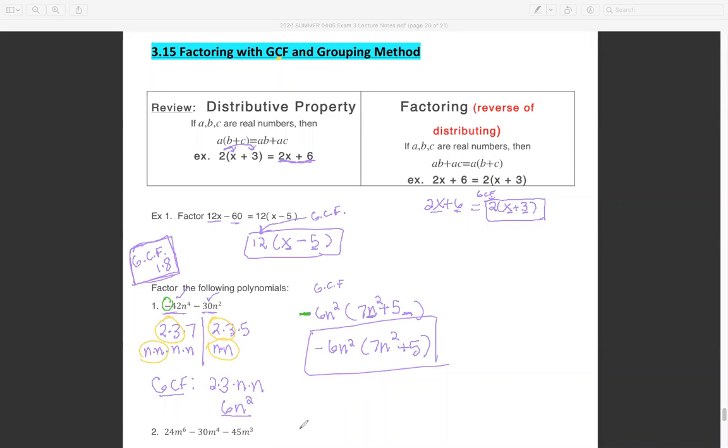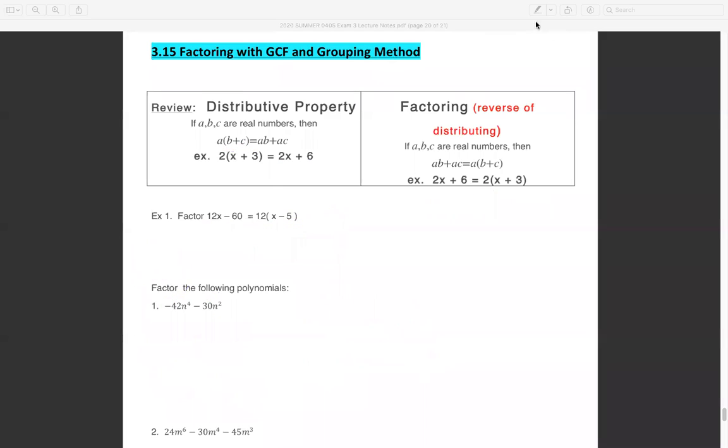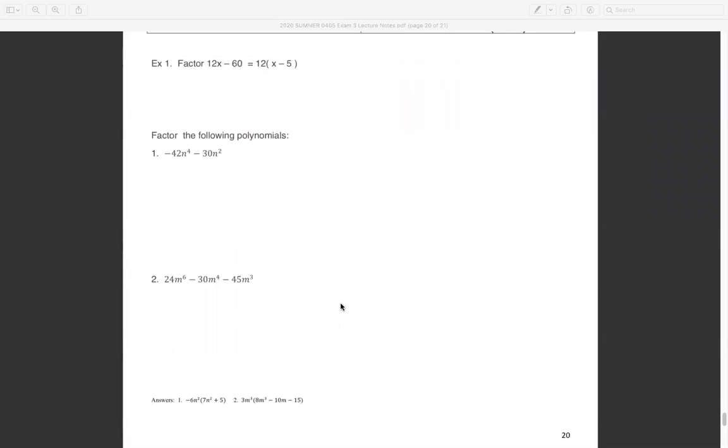All right, let's go ahead and do this last problem down here. Let's see here. Let's scroll up, whatever. All right, so we have 24, 30, and 45. We need to find the greatest common factor between those 3 numbers.